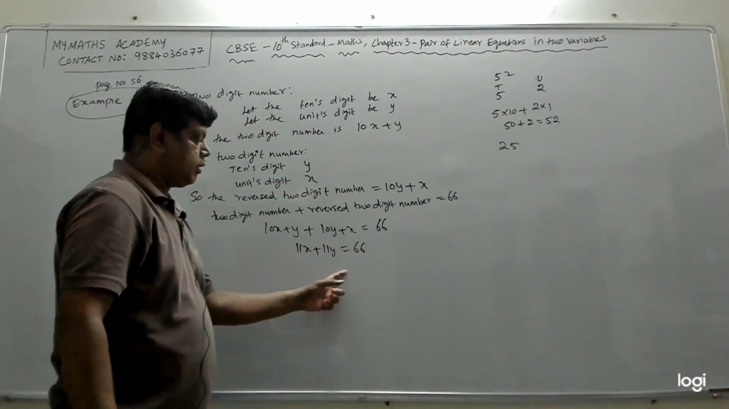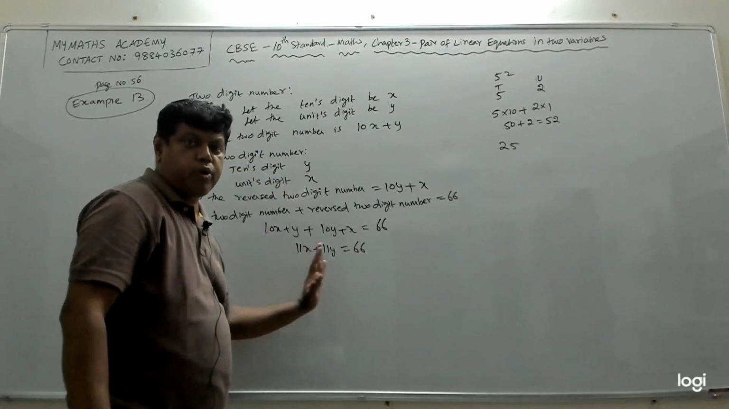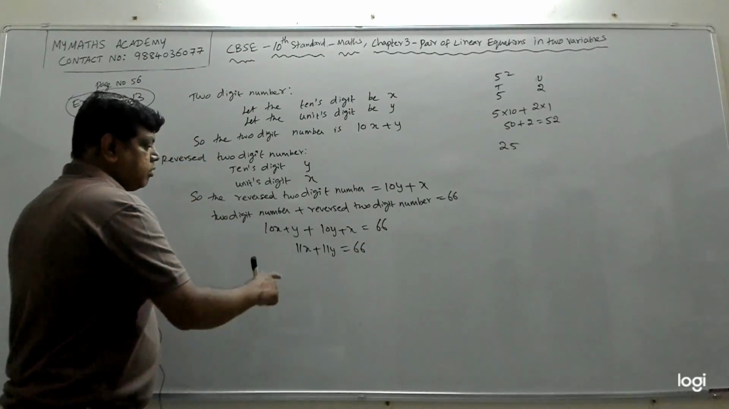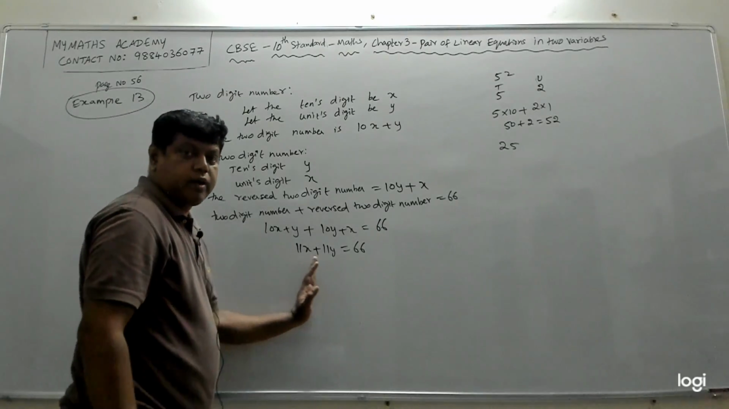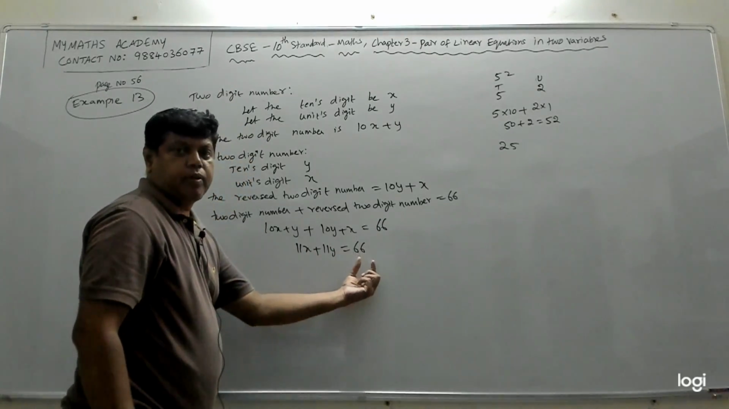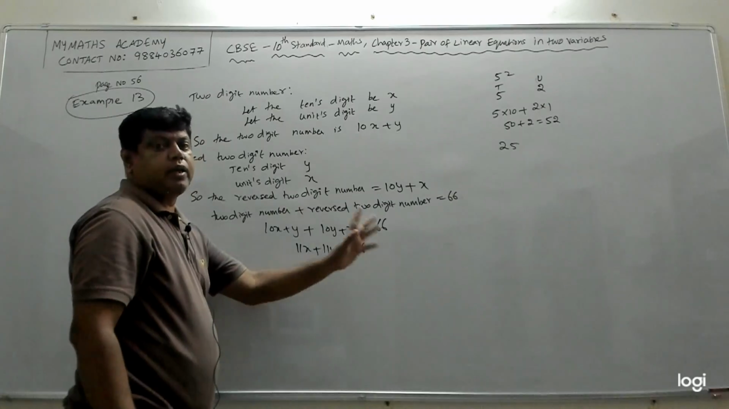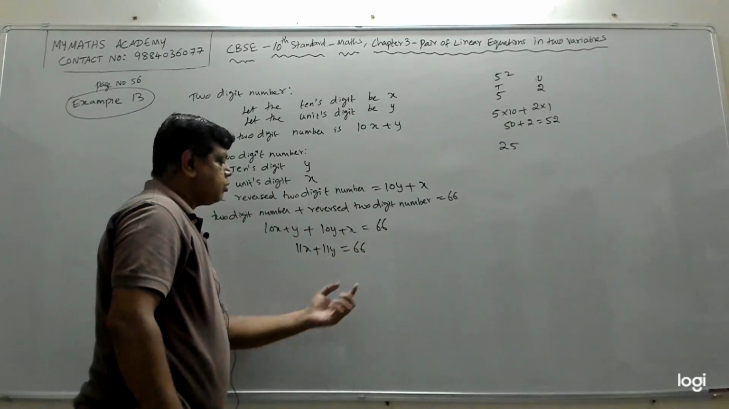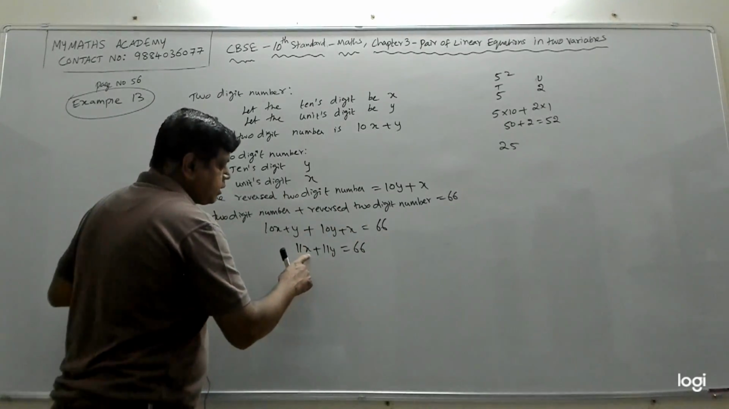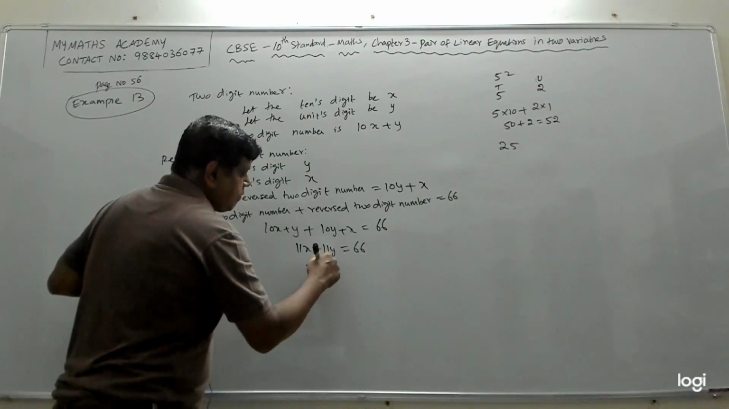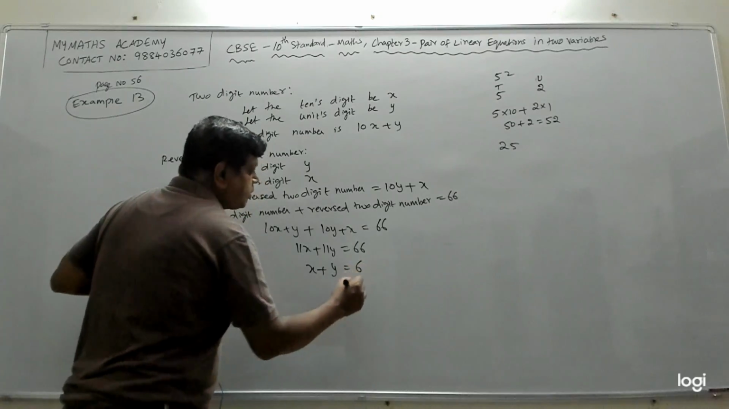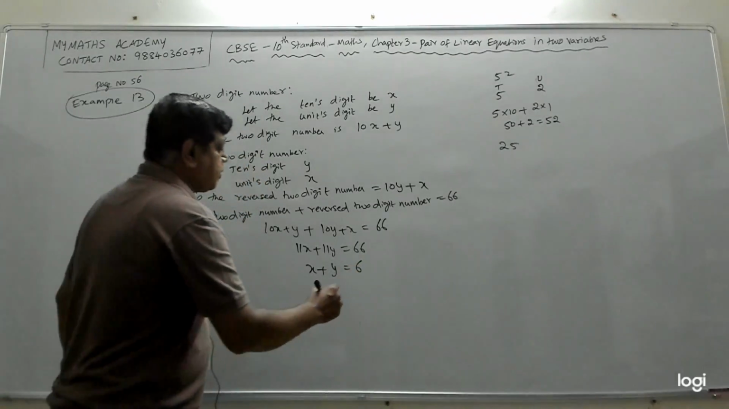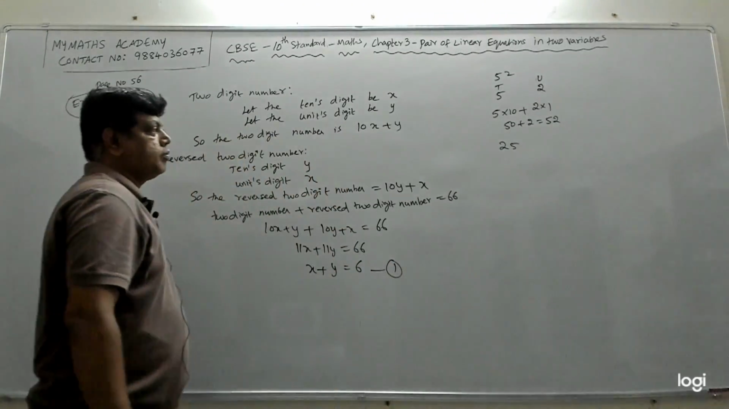Now 11 is common, so we can divide by 11. If any number is common, you can always divide every term by a number, or you can multiply every term by a number. Here we can divide throughout by 11: 11x by 11 becomes x, 11y by 11 becomes y, 66 by 11 becomes 6. So x plus y equals 6. This is your first equation.